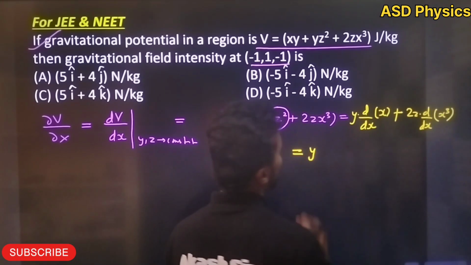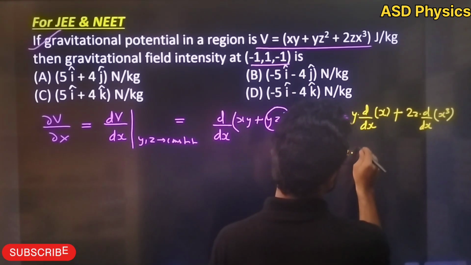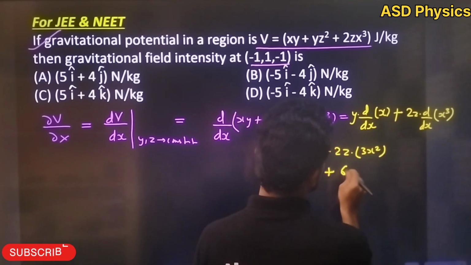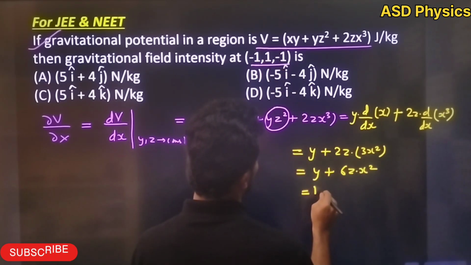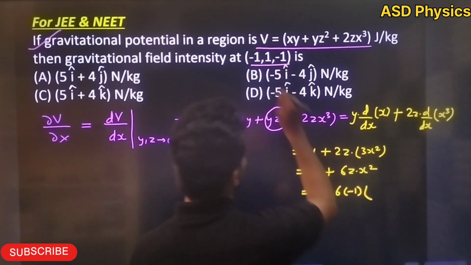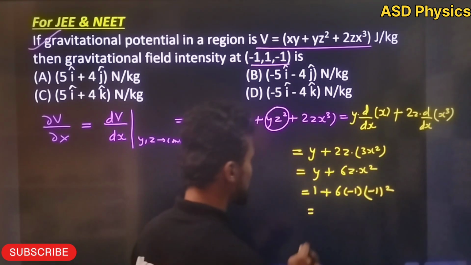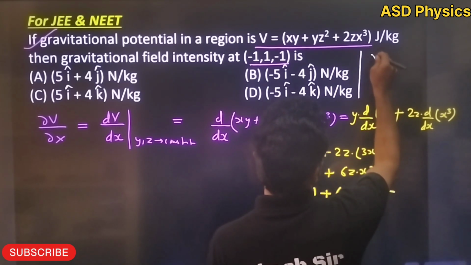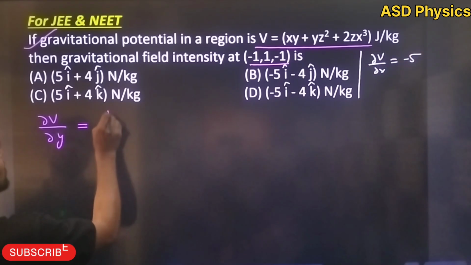Here, y times differentiation of x, which is 1, plus 2z times differentiation of x cube, which becomes 3x square. That means overall we can tell y plus 6z x square. Now the value of y is 1, plus 6 times the value of z, which is minus 1, and value of x is minus 1 squared. So when you simplify this, it will come minus 6 plus 1, which is minus 5. I will write here: del V by del x came minus 5.